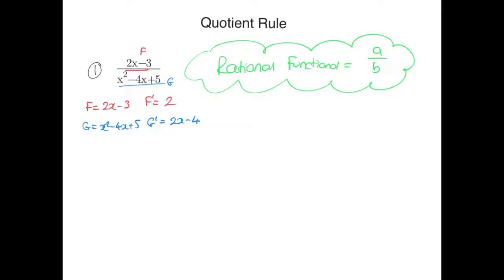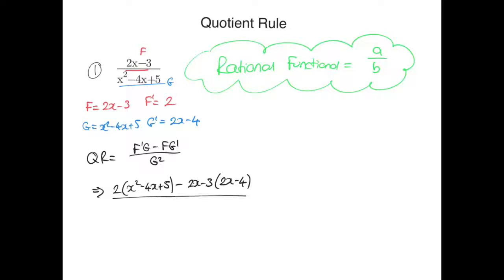So now we've differentiated them independently. Let's use the quotient rule. Now the quotient rule is f dash g minus f g dash, all over g squared. So our next line is just to plug in the numbers. It's always quite simple. 2 times our x squared minus 4x plus 5, minus our 2x minus 3 times by 2x minus 4, all over g squared, which is going to be our x squared minus 4x plus 5, all squared.